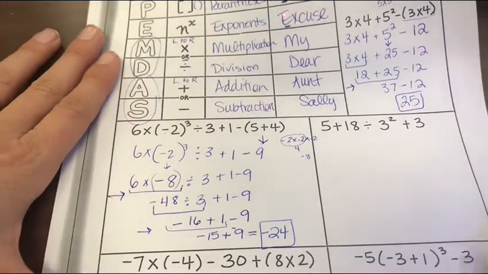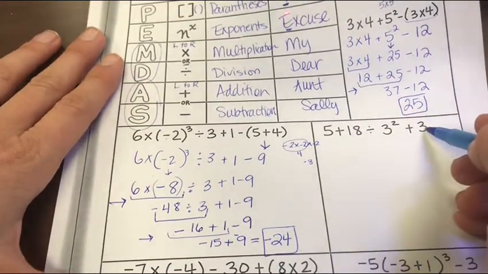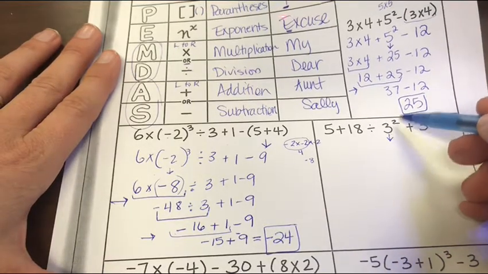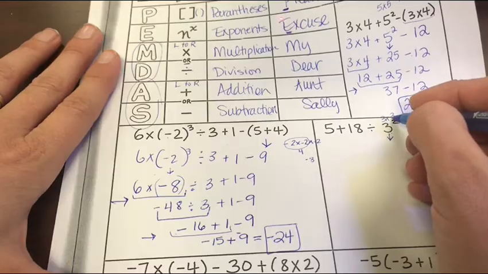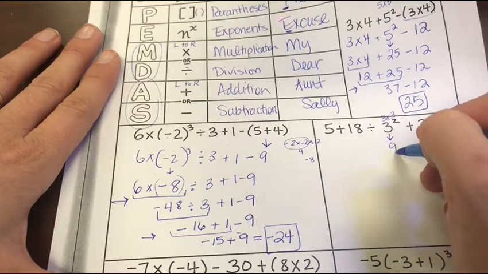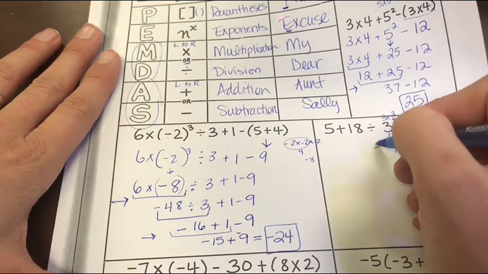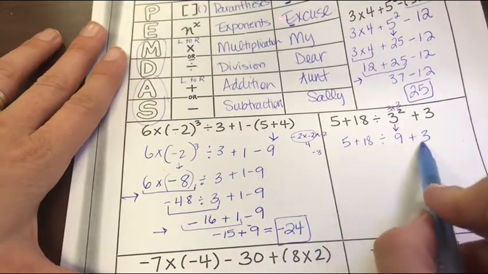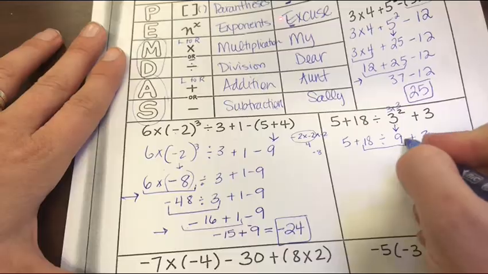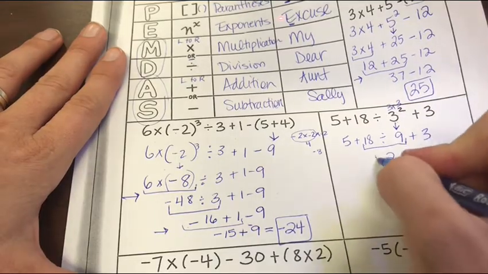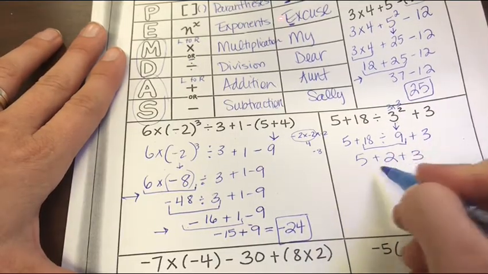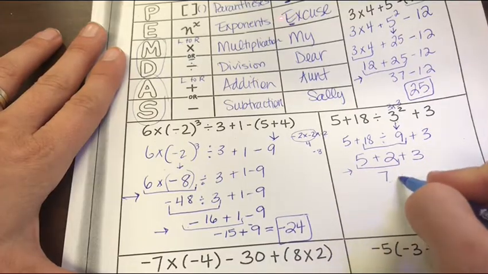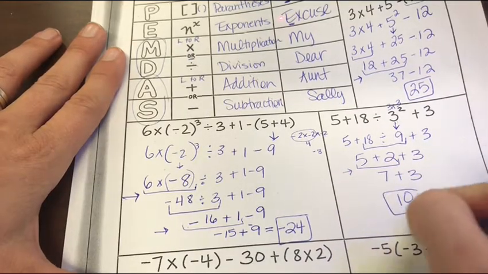So let's look at this one. We have no parentheses, so our next step is exponents. 3 to the second power means 3 times 3, not 3 plus 3, is going to be 9. Copy everything else down. So we have addition, division, and addition. Our division comes first, and then copy everything else down. Now it's all addition, so I'm just going to work left to right. 5 plus 2 is 7, plus 3 is 10.